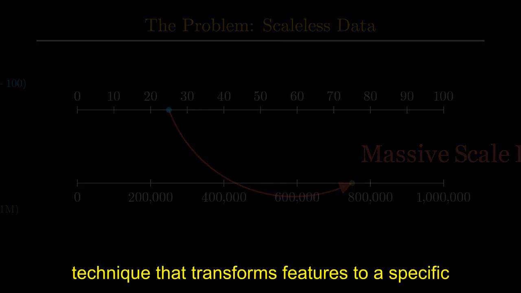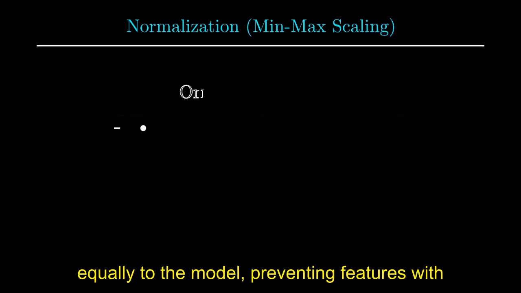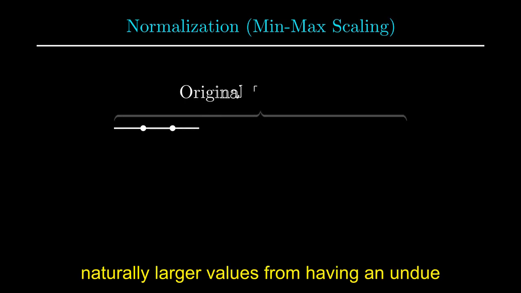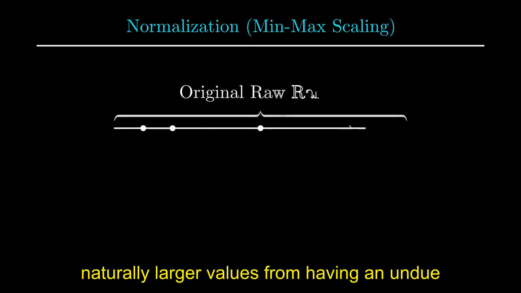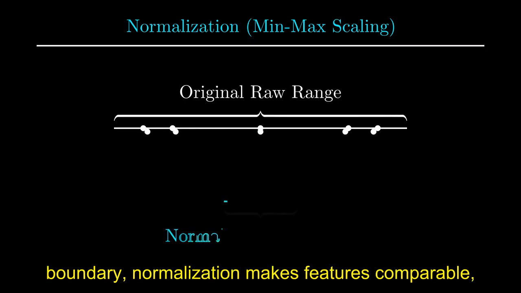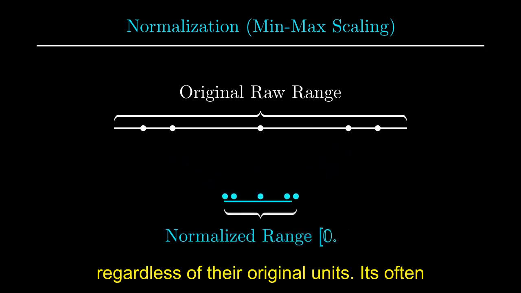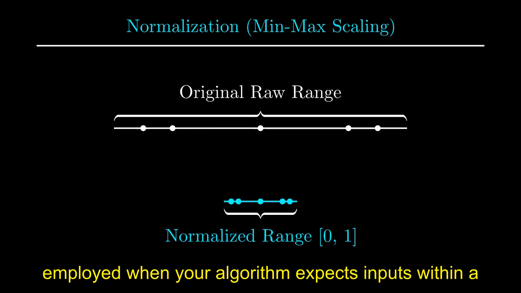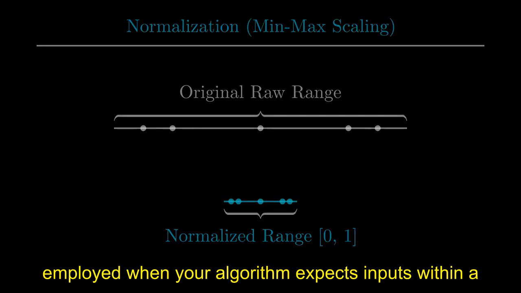Normalization is a scaling technique that transforms features to a specific range, usually between 0 and 1. Its primary goal is to ensure that all features contribute equally to the model, preventing features with naturally larger values from having an undue influence. By squishing the data into a predefined boundary, normalization makes features comparable, regardless of their original units. It's often employed when your algorithm expects inputs within a certain interval.